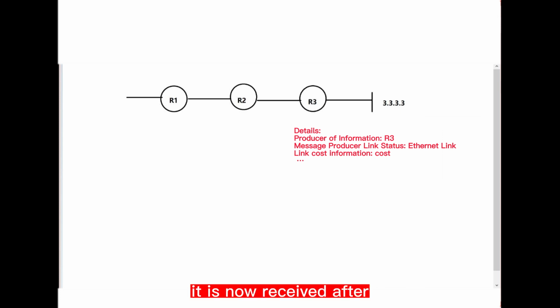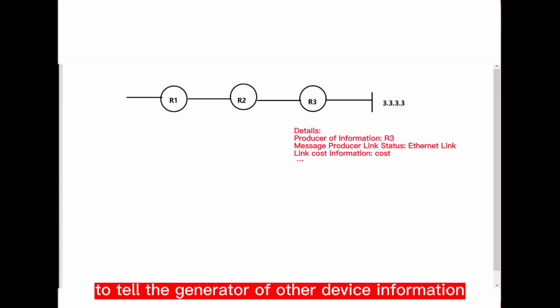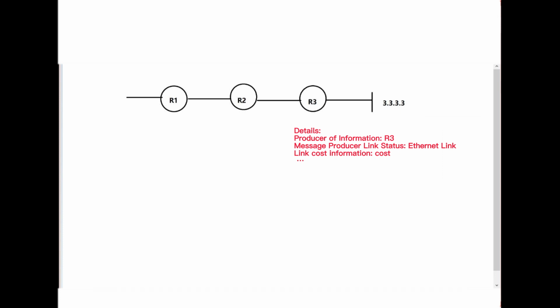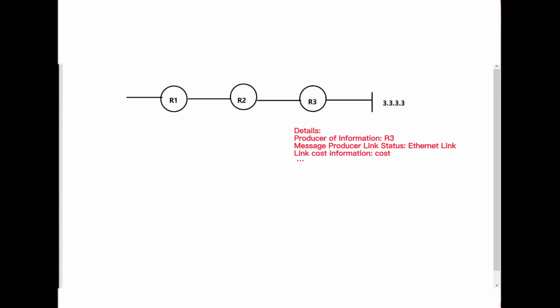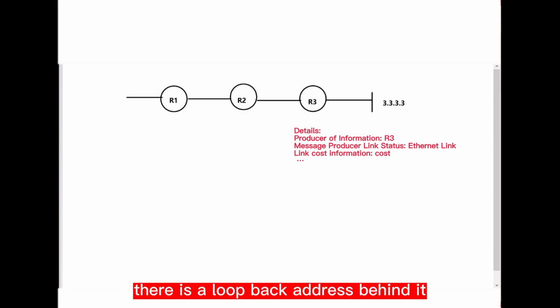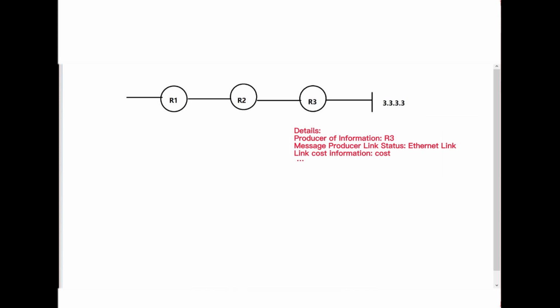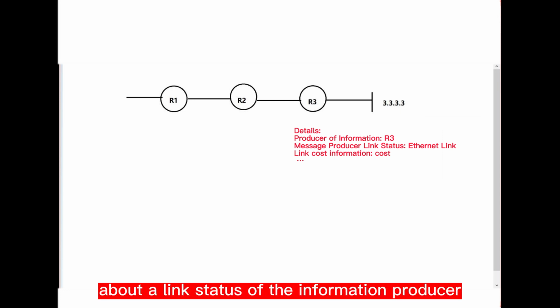Now after it is received, to tell other devices the generator of the information, it will put its own name here, called R3. R3 will tell other devices that the data they will receive in the future is given to them by R3. So now if this 3.3.3.3 is on R3, it will tell other devices that there is a loopback address behind it. This is what it generates. Then after that, it will tell other devices about a link state of the information producer.